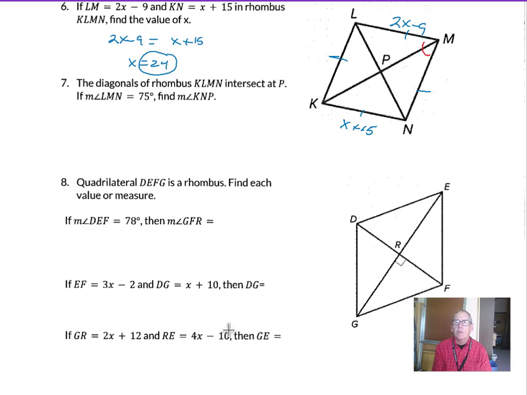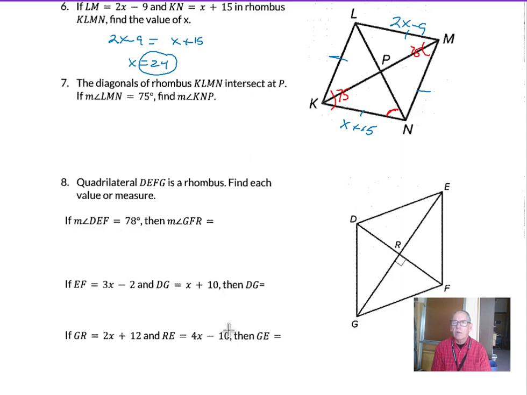So this angle here is 75 degrees, LMN. Find the measure of KNP. KNP is this angle here, and they want us to find that angle. So if this is 75 degrees, this opposite angle is going to be 75 degrees because it's a parallelogram. This angle at N, this angle KNM, the big angle, is going to be supplementary with 75 because they're same side interior angles with the parallel lines.